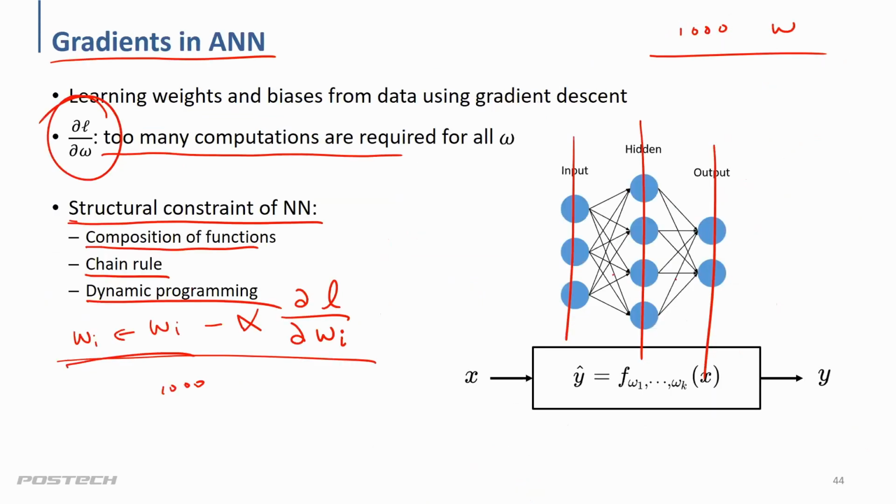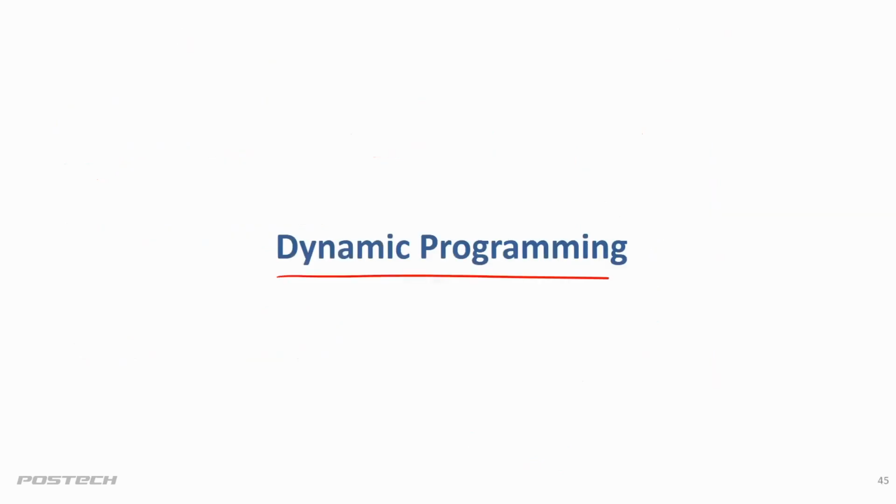But the problem is we have too many omegas, and it's gonna require too many computations for each iteration, right? So there is some smarter way that we can do. We call it backpropagation, or backprop, which is the topic that I'm going to discuss today. So that was a brief recap of what we have learned and where we are right now.